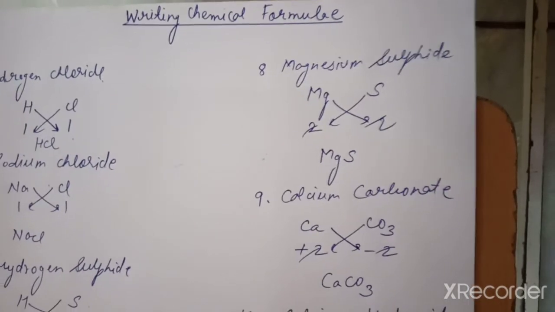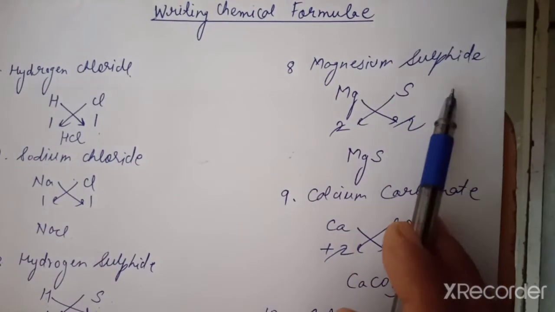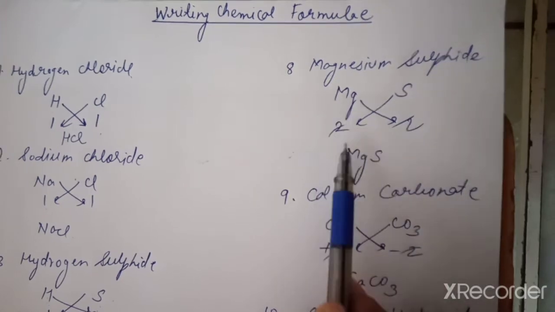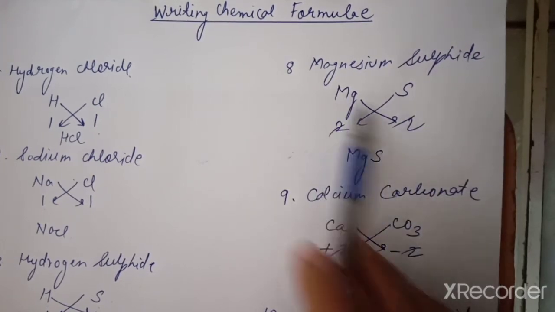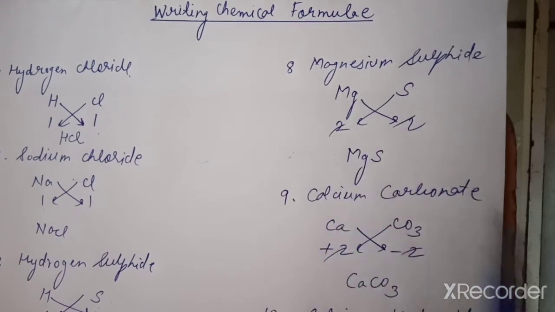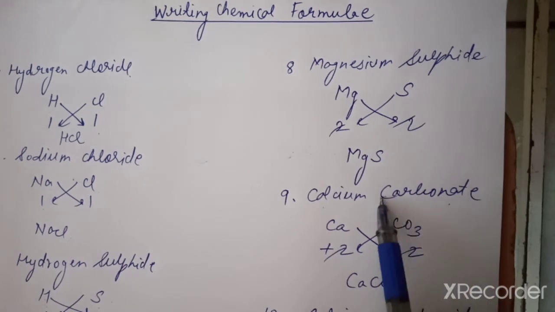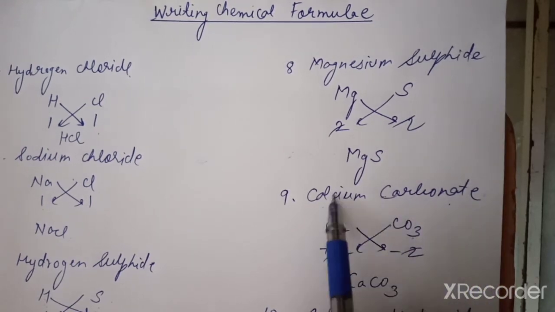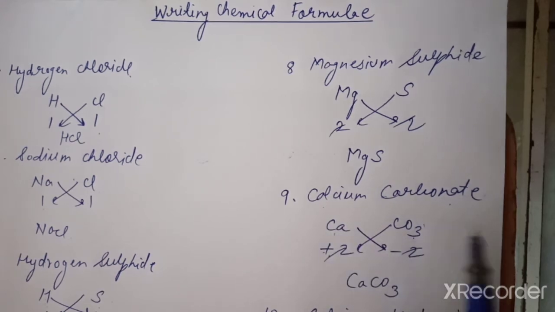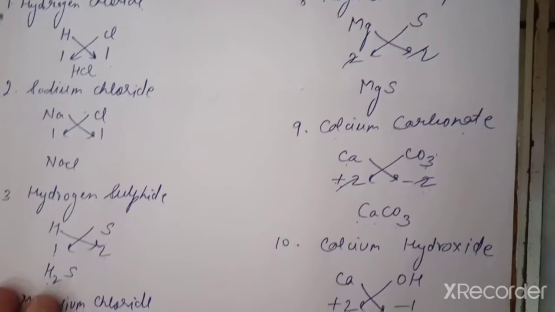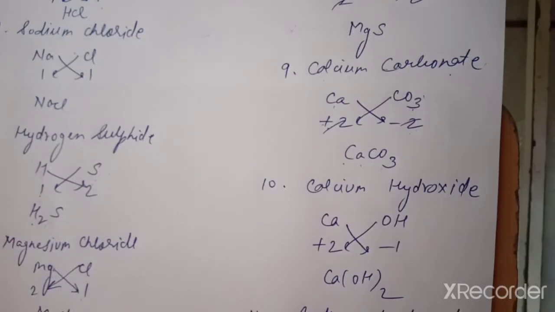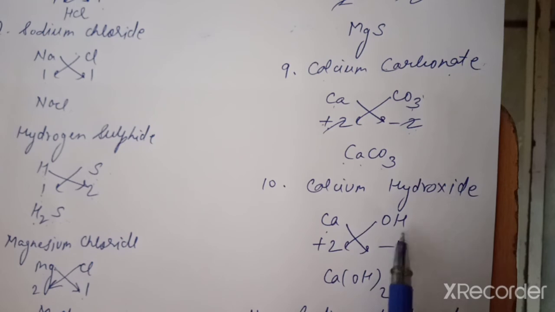Now the next, if we consider magnesium sulfide, Mg and S. Mg valency is +2, S is -2. So when we do the crisscross method you will get MgS. Next is calcium carbonate. Now here an important thing you have to notice: the formula of carbonate is CO3, and calcium is Ca. So when you write the valency +2 of the calcium and -2 of the carbonate, both will get cancelled off and you will be getting CaCO3. The next, if you see, is calcium hydroxide, Ca, and hydroxide is OH. Below it, you write the valency +2, and for OH it is -1.